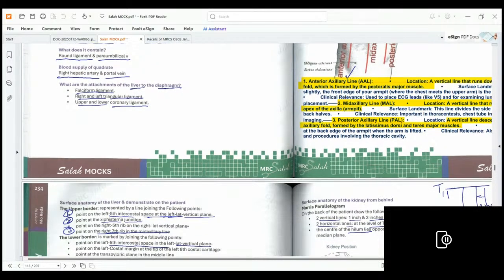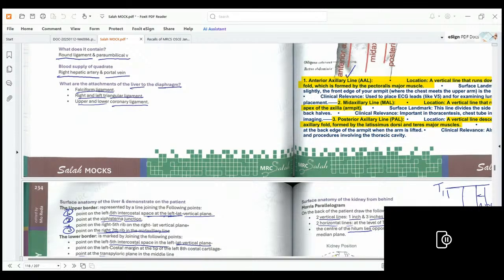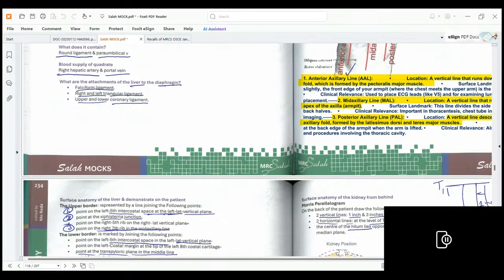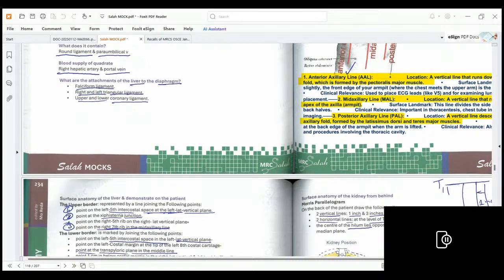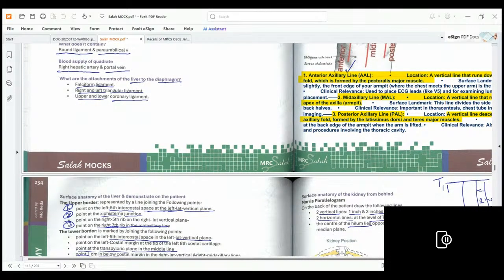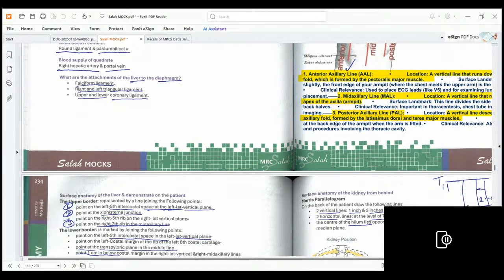Asma, do you have an idea how to do it? Upper border of the liver. Hello.